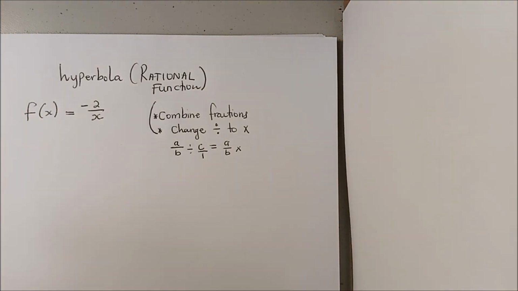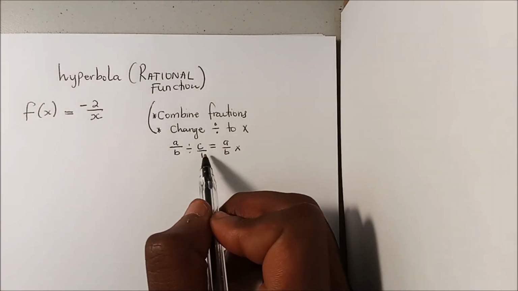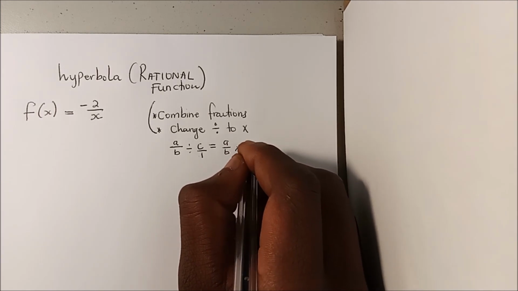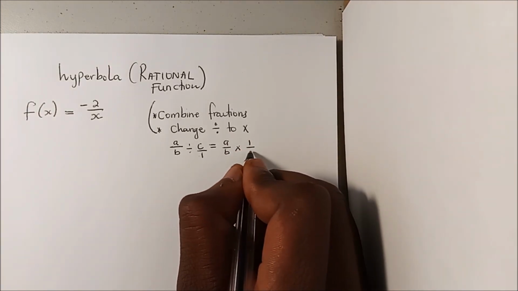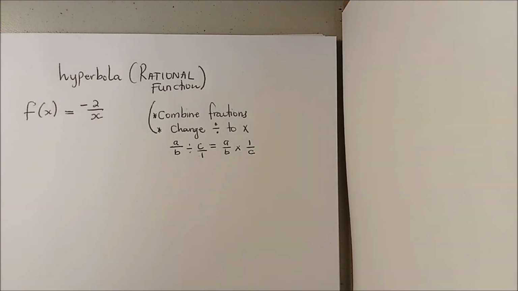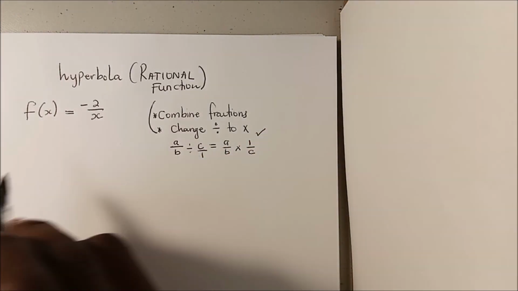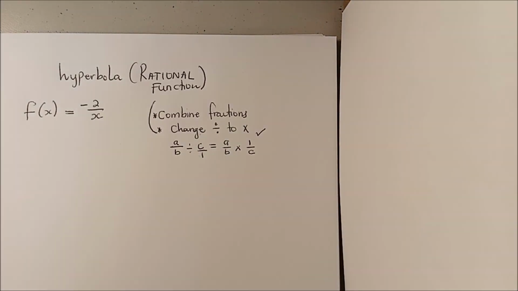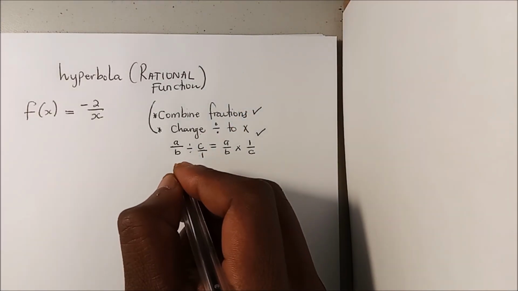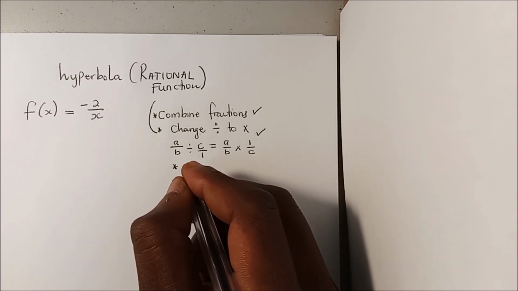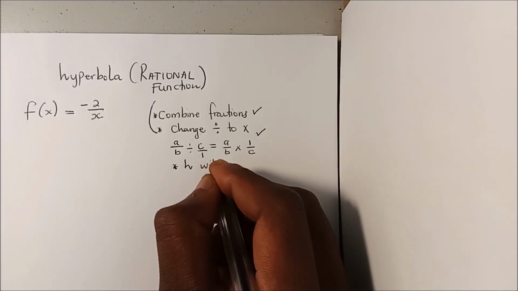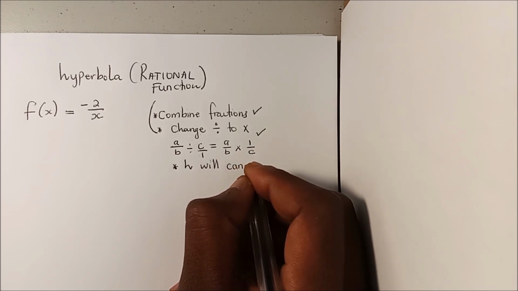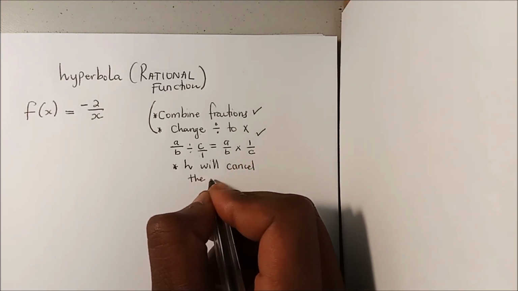And then if you change into multiplication, remember you have to take the inverse, change the fraction, and that means the numerator will become the denominator and the denominator will become the numerator. So you need to take note of this. You change fraction to division to multiplication, and then you must know how to combine fractions. And then the last part, the h will cancel the one in the formula.